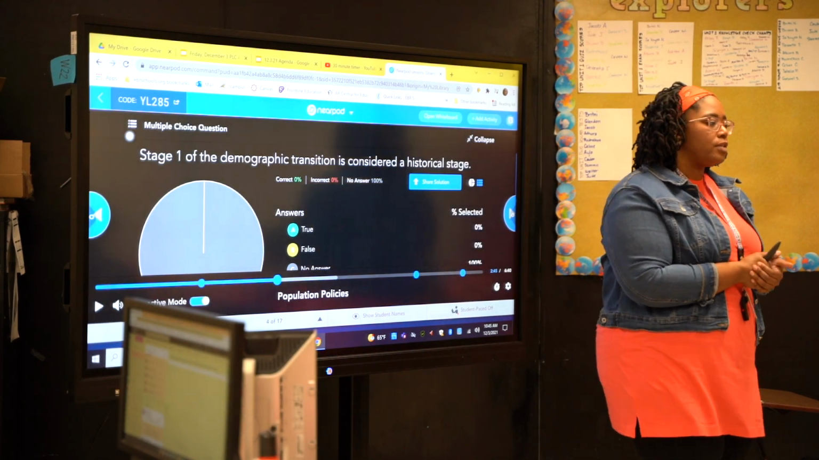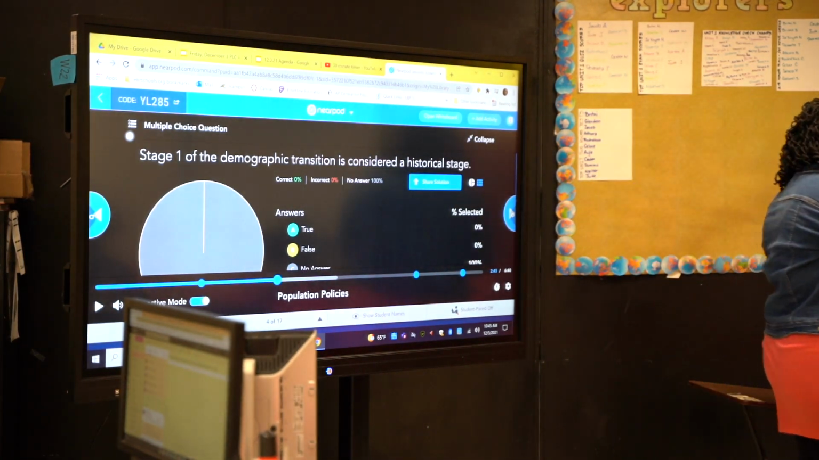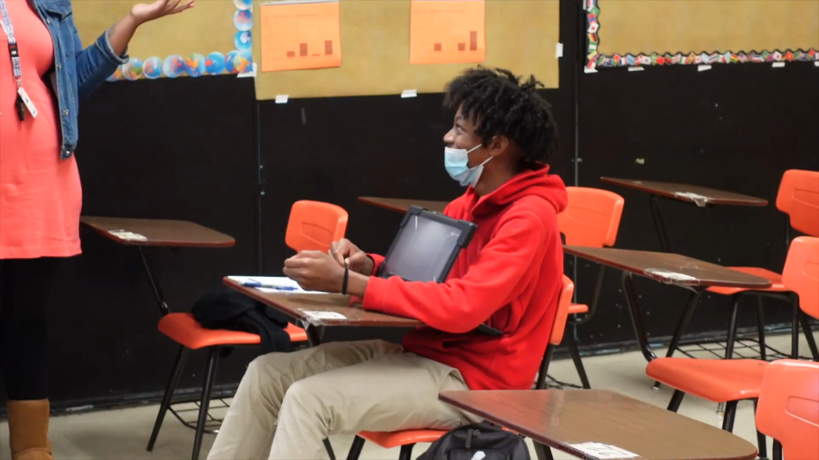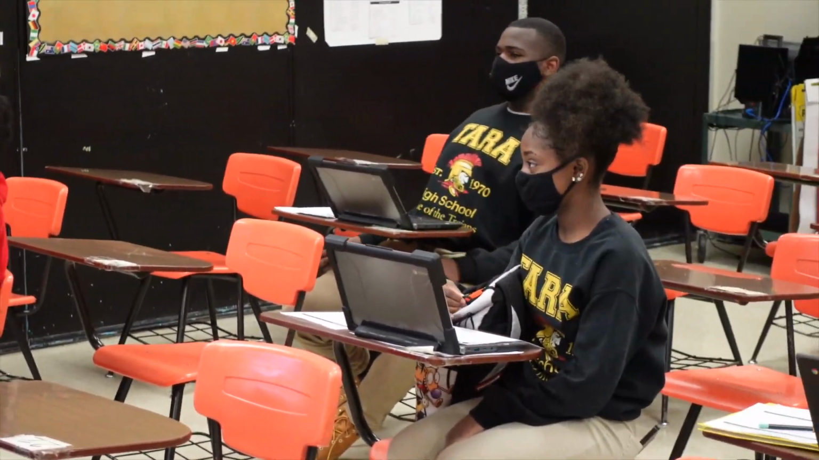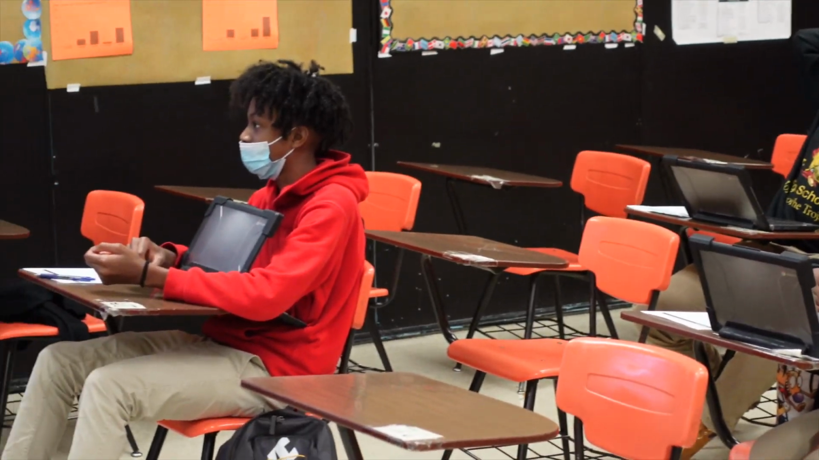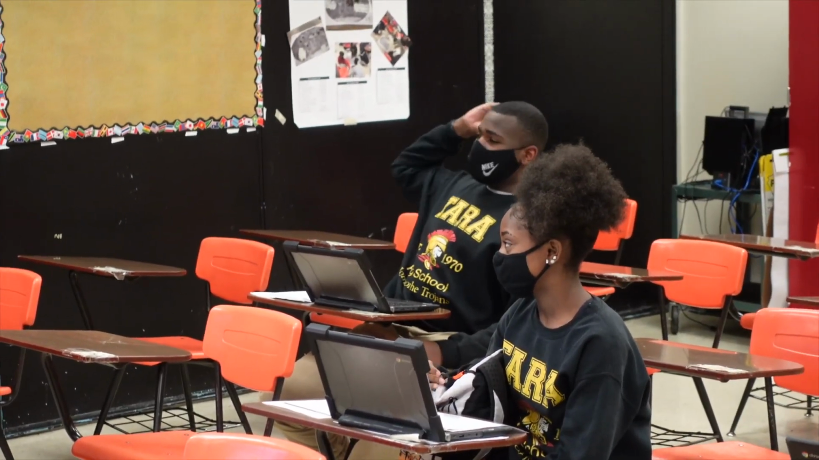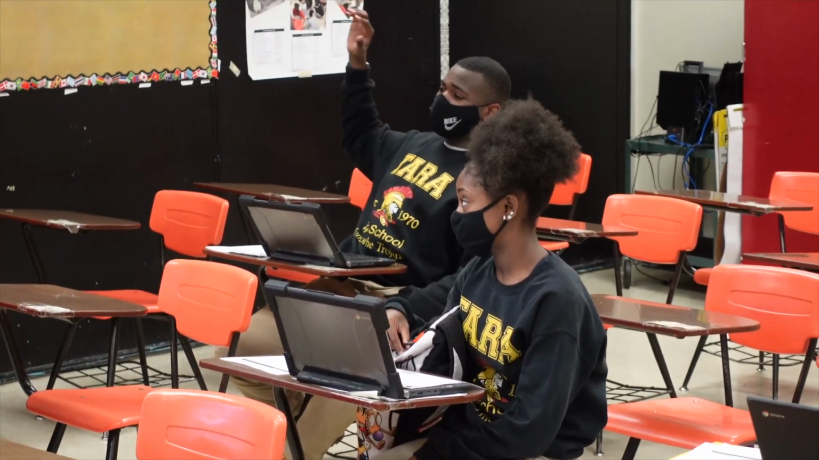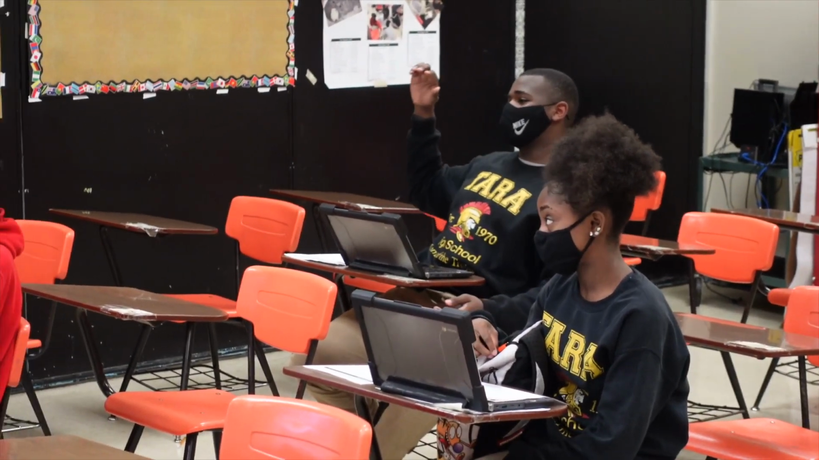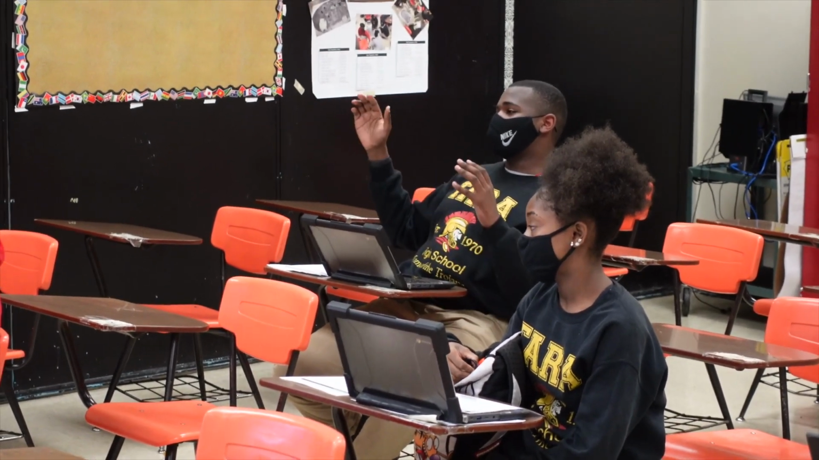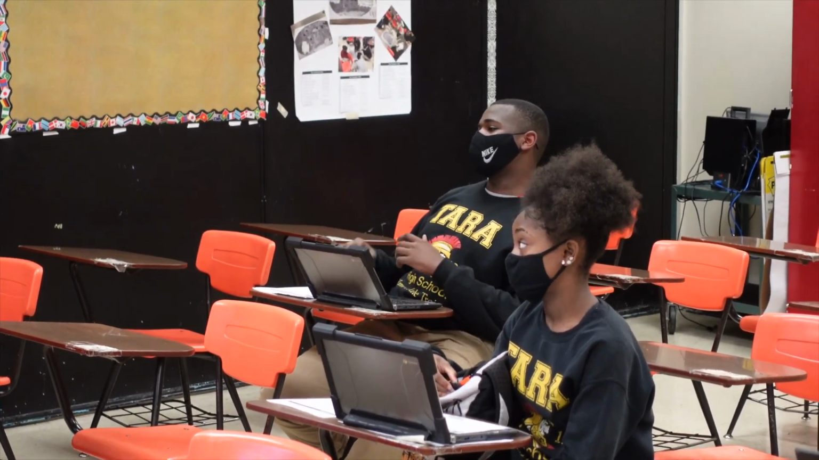Stage 1 of the demographic transition is considered a historical stage. True or false? This is going back to what we talked about on Monday. I said false. I said false too because some countries will go through very high birth rates and also have very high death rates. But as that country develops and gets better medical care, like in India, people are going to stop having as many children, and they're going to slow the birth rate down.